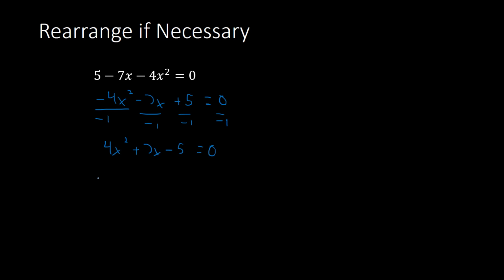And then here I have a would be this part with the x squared term, which is 4. b would be with the x term, which is 7. And then c is the constant, which would be negative 5. And then from there we can solve if we wanted.